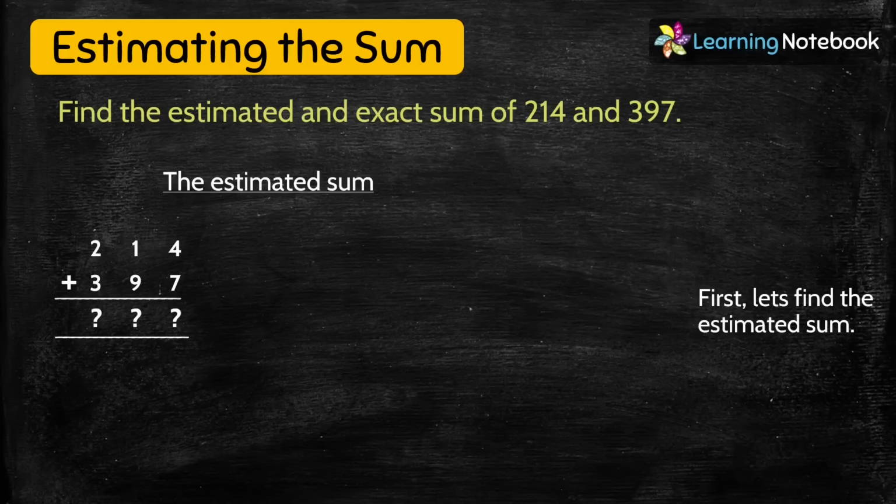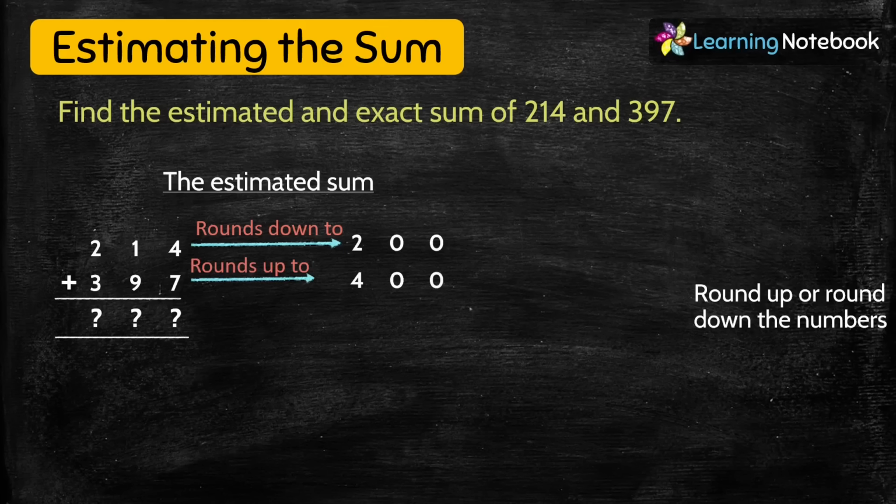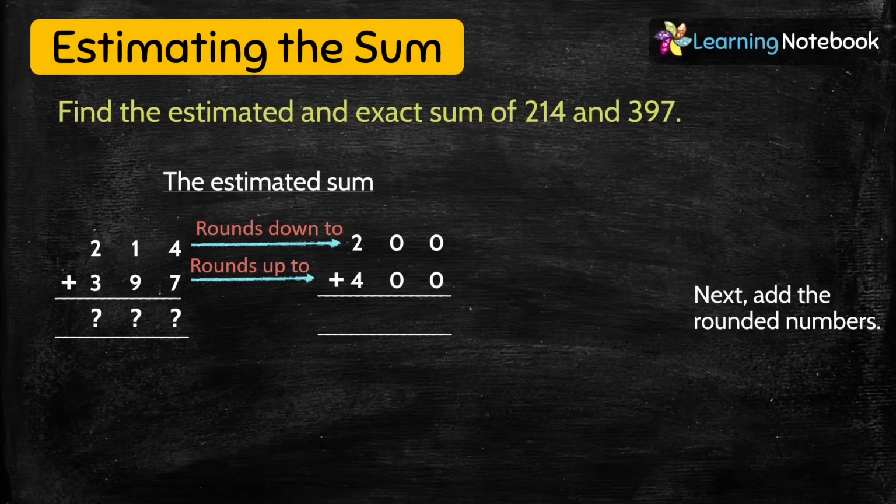Let's first find the estimated sum of the given numbers. To find the estimated sum, we will round off the given numbers. So 214 rounds down to 200 and 397 rounds up to 400. Now let's add these two rounded numbers. 0 plus 0 is 0. Again 0 plus 0 is 0. And 2 plus 4 is 6. So estimated sum of these two numbers is 600.